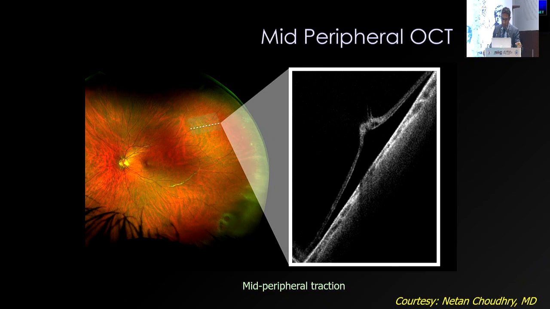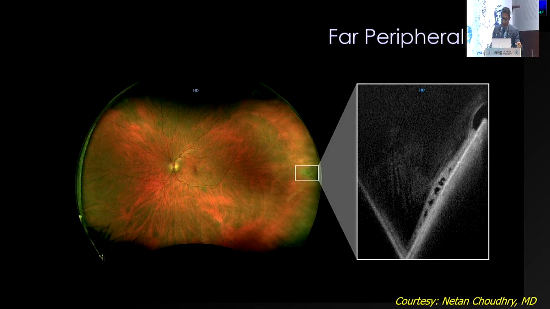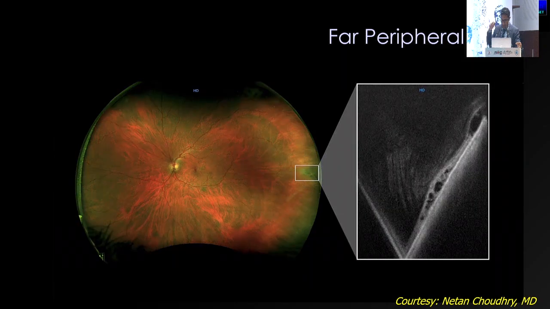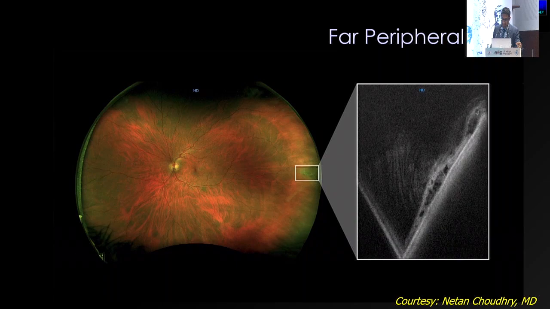Example of a patient where he didn't appreciate that there was traction. This patient has evidence of peripheral traction. And again, as I said, you can image out to the periphery here. This is imaging out at the ora serrata. You can see the vitreous base in this particular patient.